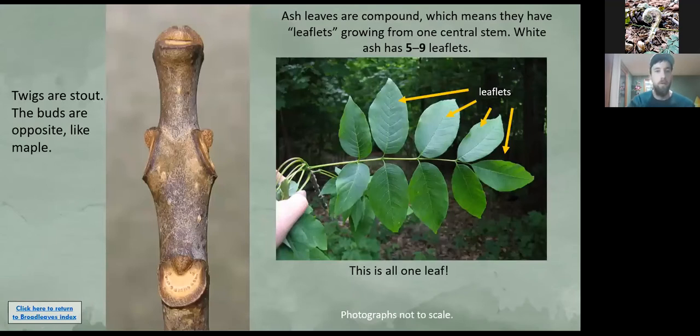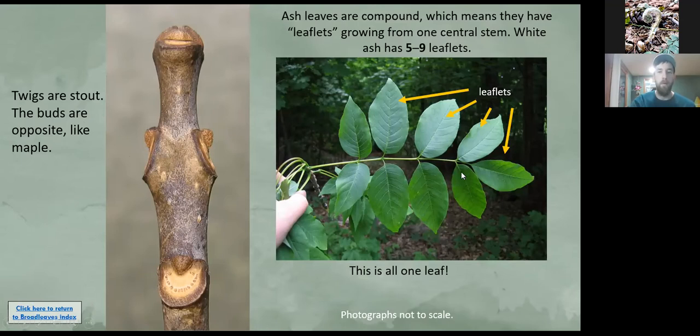So here's a picture of the twigs. Notice, we talked earlier about opposite versus alternate branching. So ash tree here is opposite. You can see each bud scale is actually opposite of each other. And here we look at each leaflet on one petiole.